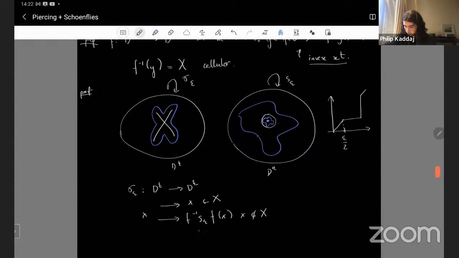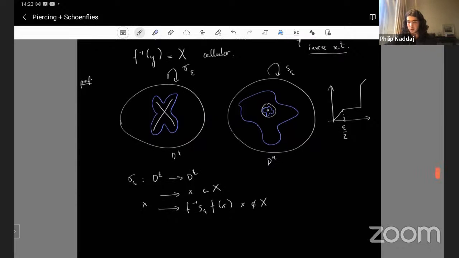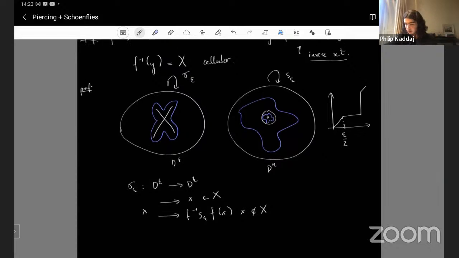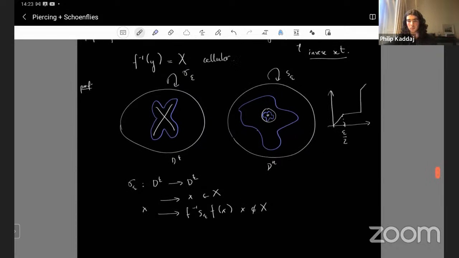Well, it's identity on X. So sigma is indeed well defined, and it's continuous. So it's a homeomorphism onto its image. An injective continuous map between compact Hausdorff spaces is a homeomorphism onto its image. So we have parameterized a neighborhood of X.